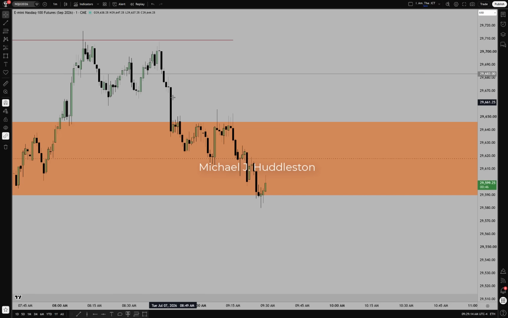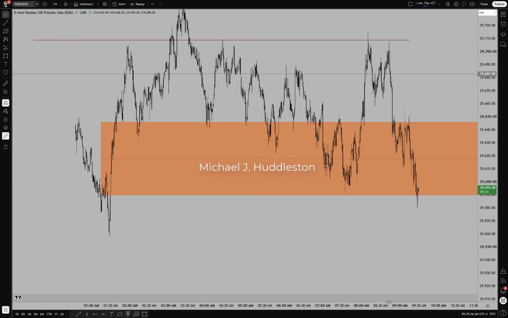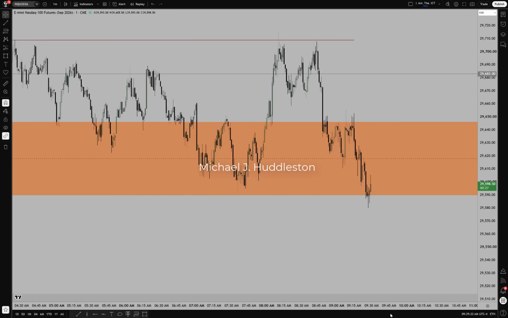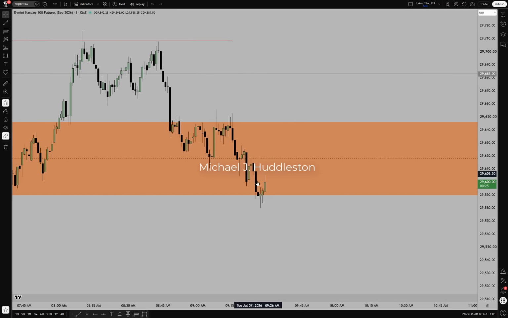We have inefficiency right here, minor buy side, relative equal highs. We have relative equal highs here too. So if we fail to drop, it may use this old inefficiency that we just showed on the 15-minute time frame. It doesn't look like it here, but this could be used in the first couple minutes, and we'll have to see what we get in regards to that.